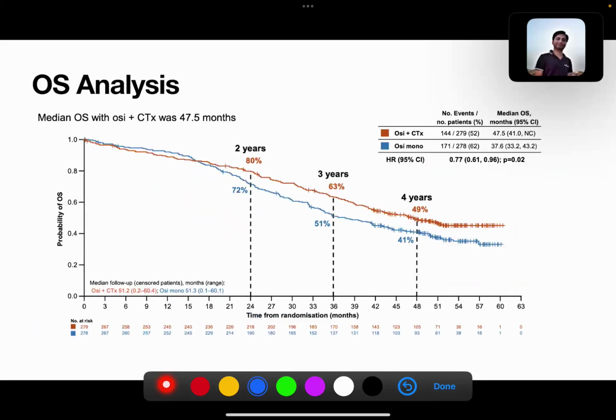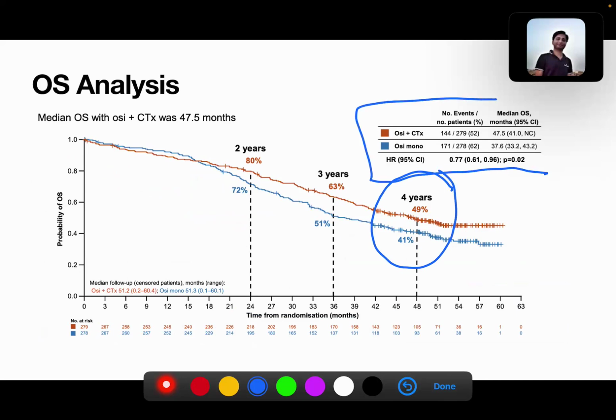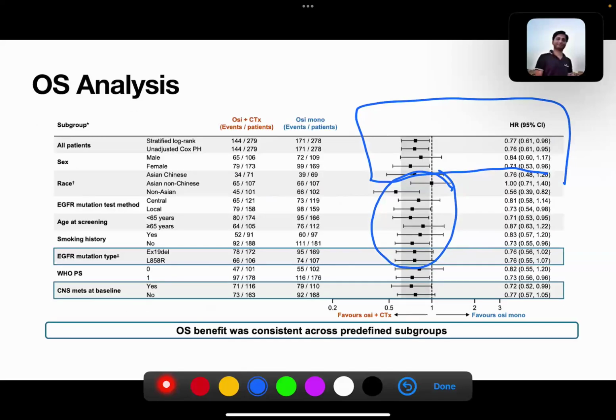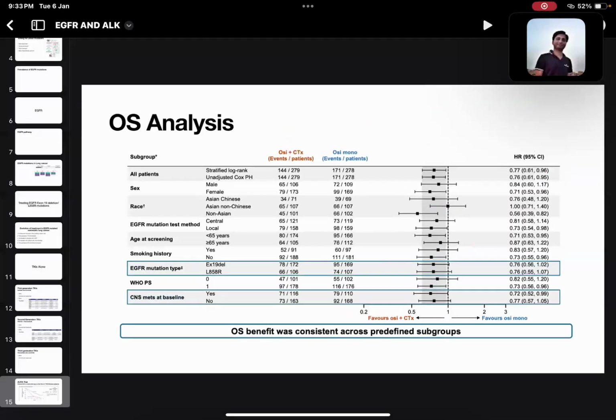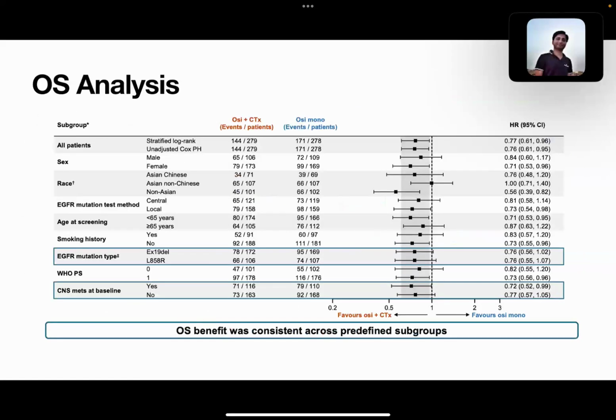It had a significant PFS benefit. And recently, in the latest update, this translated to a significant OS benefit of around 8% absolute OS benefit at 4 years, as you can see here. And currently, it should be taken as a standard of care, right? As a first line standard of care. And we spoke about this, the various subgroups benefiting.